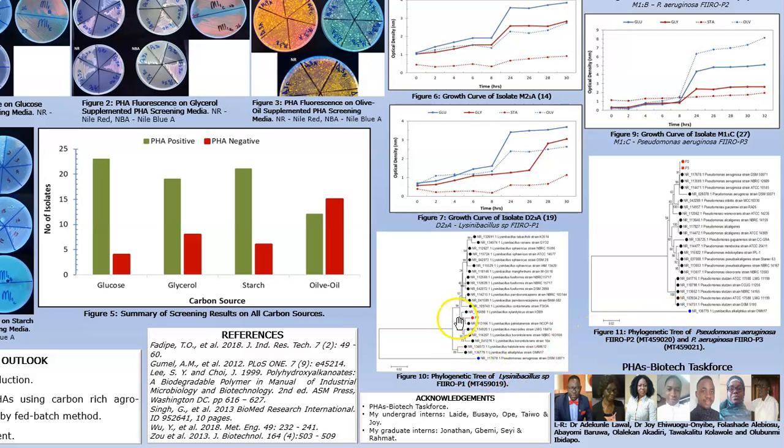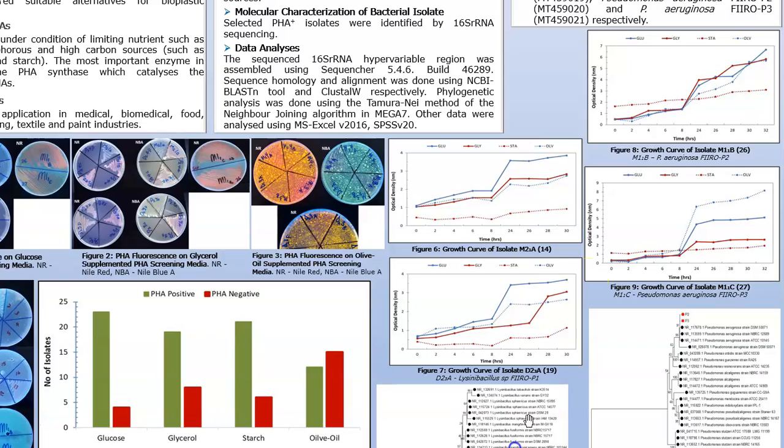So we found that D23A, which is now coded P1, clusters with Lysinibacillus species, and they are indeed a strain of Lysinibacillus species. We found that isolate M11C and M11B, coded as P3 and P2 respectively, are strains of Pseudomonas aeruginosa, and they clustered perfectly with other strains of Pseudomonas aeruginosa species. In summary, we've been able to isolate 3 PHA producers from this work.